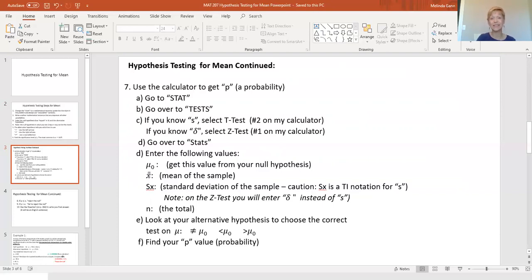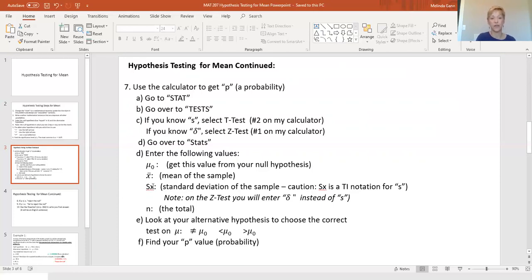Now remember, S is the standard deviation of the sample. Now, this is a TI notation that I'm not a big fan of, but I didn't create the machine, so I don't get to pick. S is the standard deviation symbol. But TI right here uses Sx. I think the standard deviation of their X values is kind of their thought process.